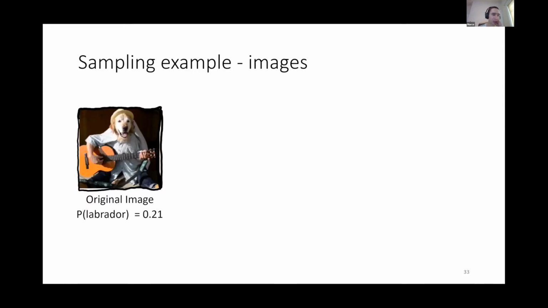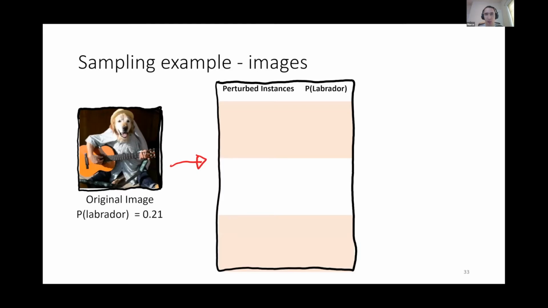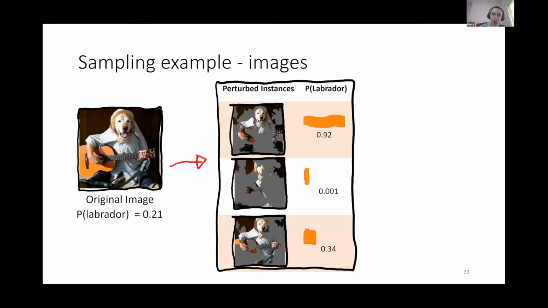Let's say we want to explain this prediction, Labrador probability 21%. The way we perturb it is we hide various superpixels, and then we get a prediction. What's the probability of Labrador? And if you hide everything else, if you hide the guitar, the model likes the Labrador because it sees the dog's face. If you hide the dog's face, it doesn't predict Labrador as much.